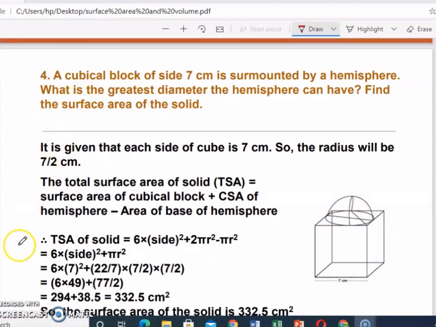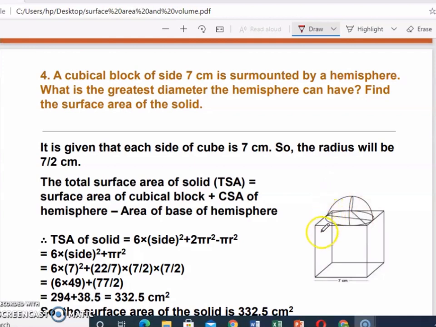A cubical block of side 7 centimeter is surmounted by a hemisphere. So there is a cubical block, side length is given 7 centimeter, surmounted by a hemisphere. That means there is a hemisphere on top of this cube. What is the greatest diameter of the hemisphere? What is the greatest diameter that this hemisphere can have? Find the surface area of the solid.